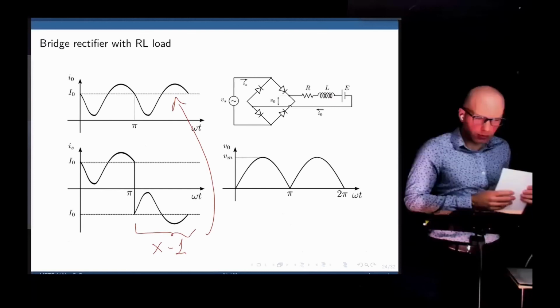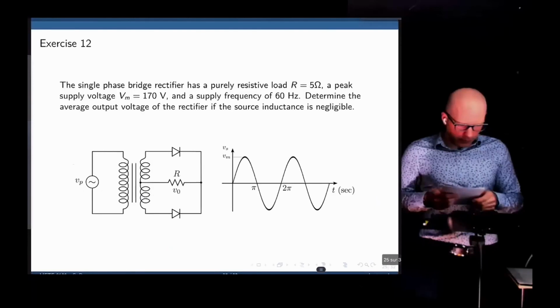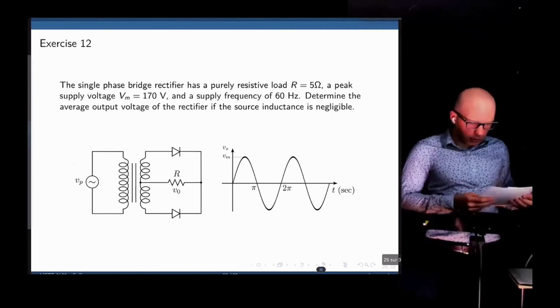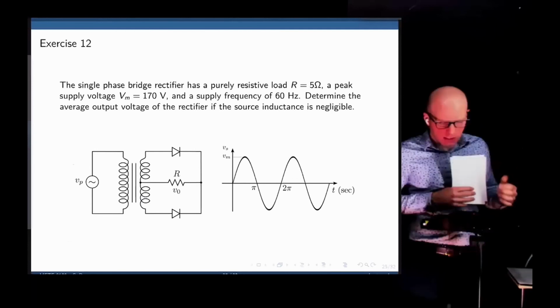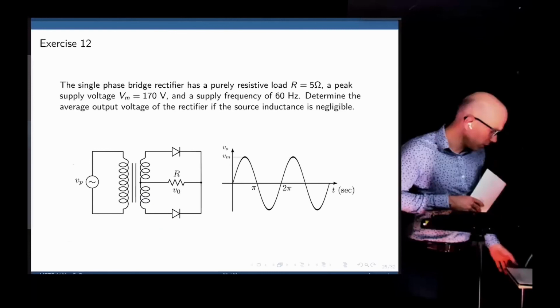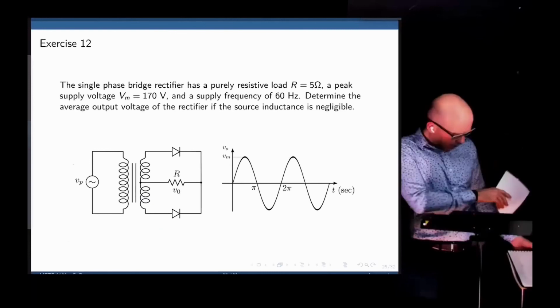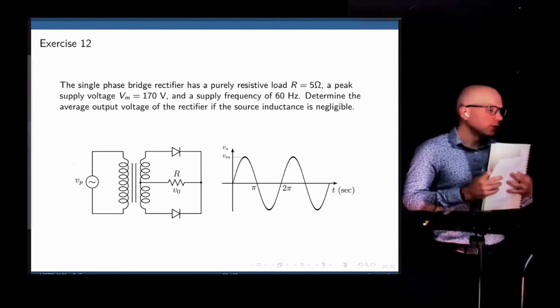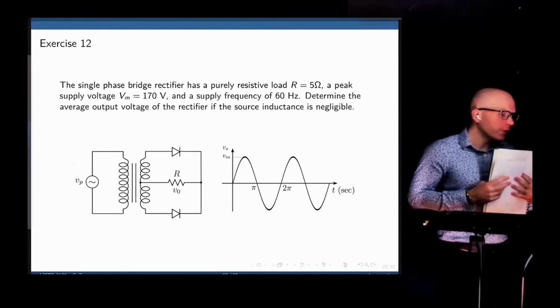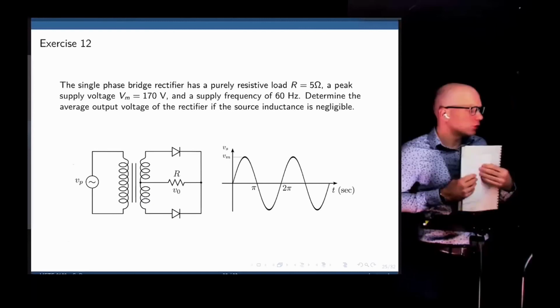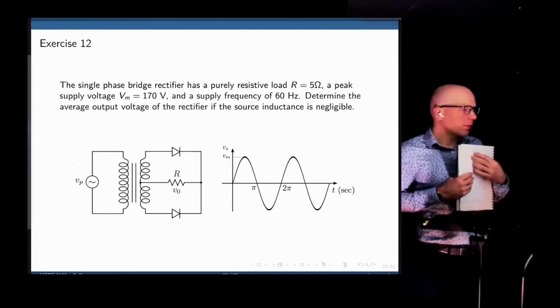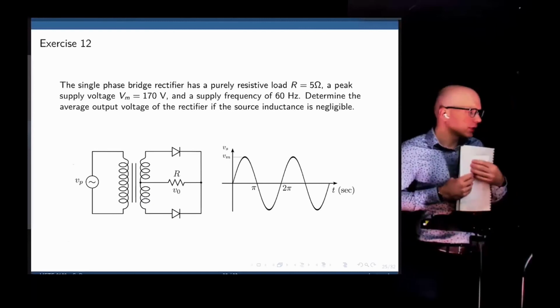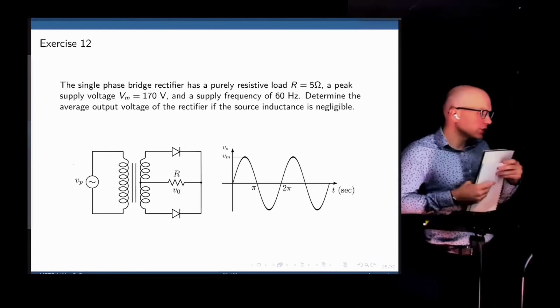All right. So let's do another exercise then. Let's do exercises 12 and 13. They are actually pretty much the same. Let's start with exercise 12. A single-phase bridge rectifier has a purely resistive load of 5 ohms, a peak supply voltage of 170 volts, and a supply frequency of 60 hertz. Determine the average output voltage of the rectifier if the source inductance is negligible. The transformer inductance is negligible.